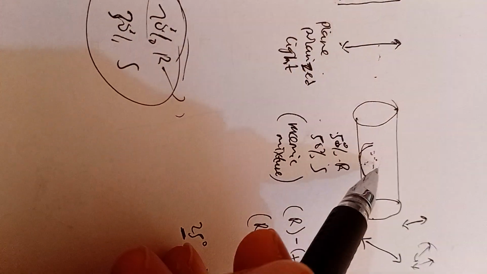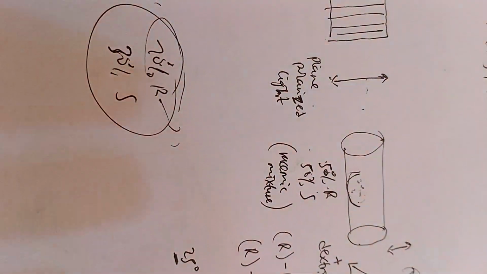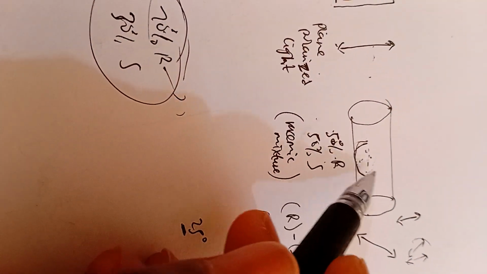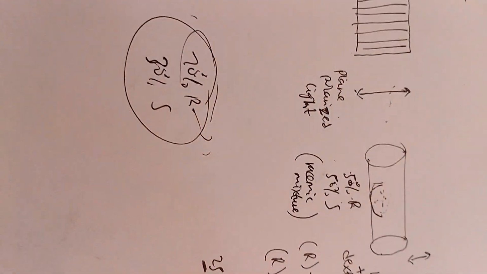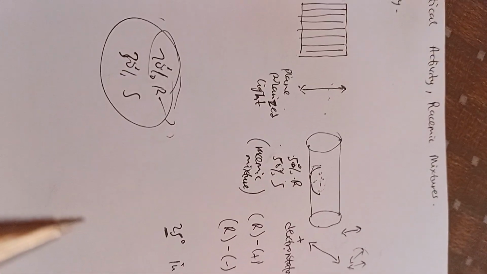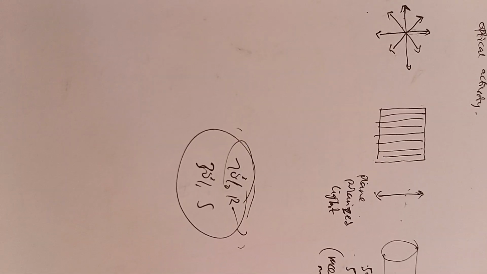What if I put a substance here which is not chiral, achiral? If you are not chiral, you will not be optically active. If this substance was achiral, the plane polarized light will come out unaffected. So this is all about optical activity. So enantiomers. All right, now let's see how we can separate enantiomers.